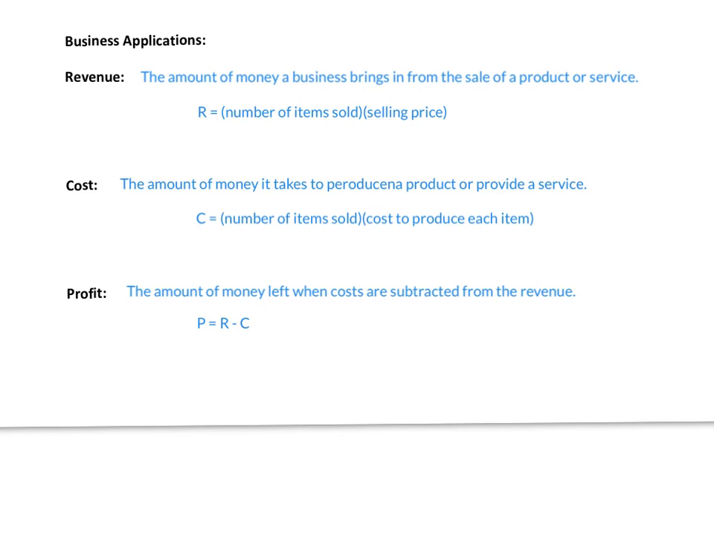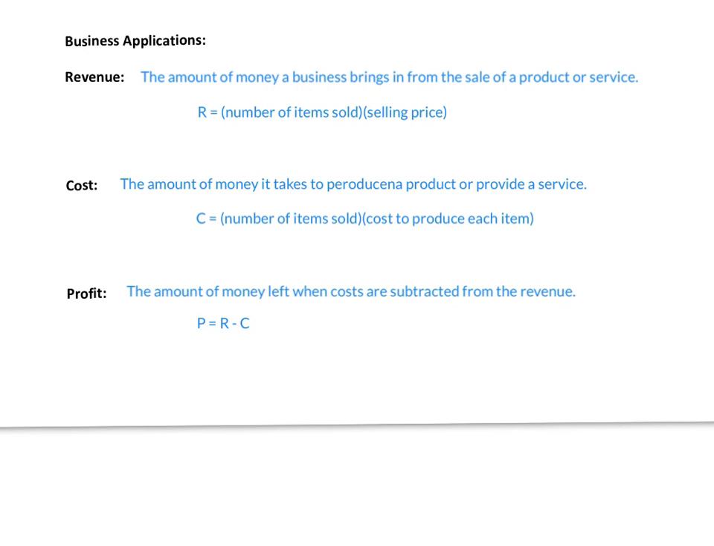All right, some of the business terms that you need to know include revenue. Revenue is the amount of money a business brings in from the sale of a product or a service. So let's say in the summer you have a lawn cutting business and you charge every person who gets your service $30 for cutting the lawn. So your revenue would be $30 times the number of lawns that you cut, or the number of items that you sell times your selling price. So if you cut 40 lawns at $30 a piece, your revenue would be 30 times 40.